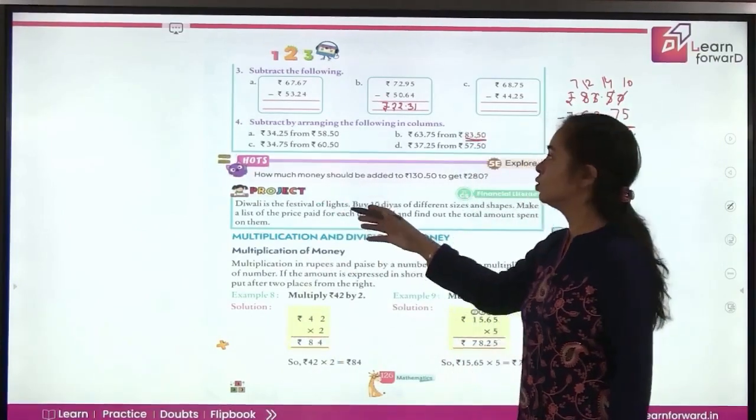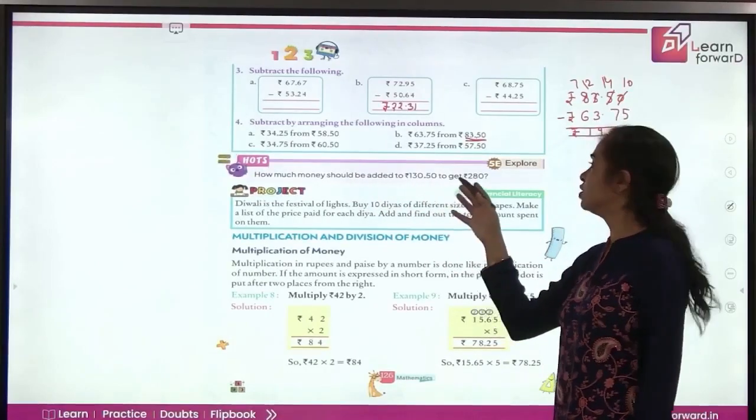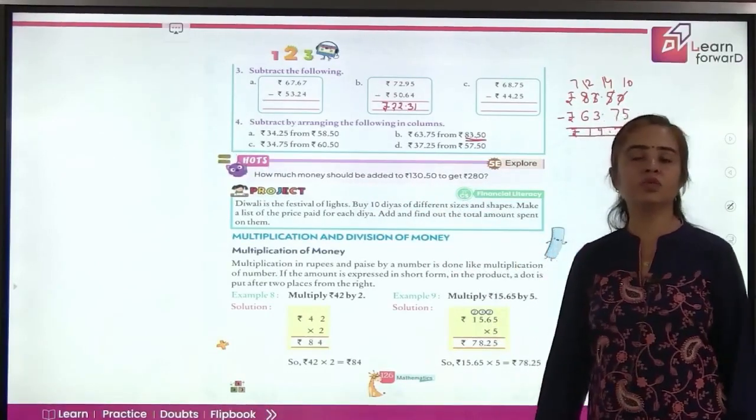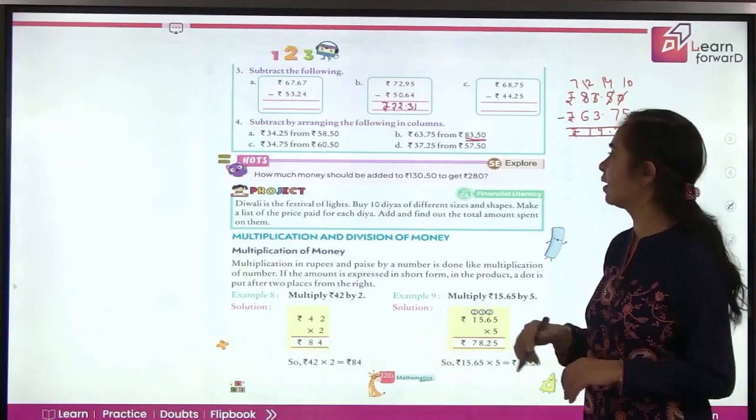And here's a hot question for you. How much money should be added to 130.50 to get 280 rupees? So, what will you do to find it out? Exactly, you will be subtracting.